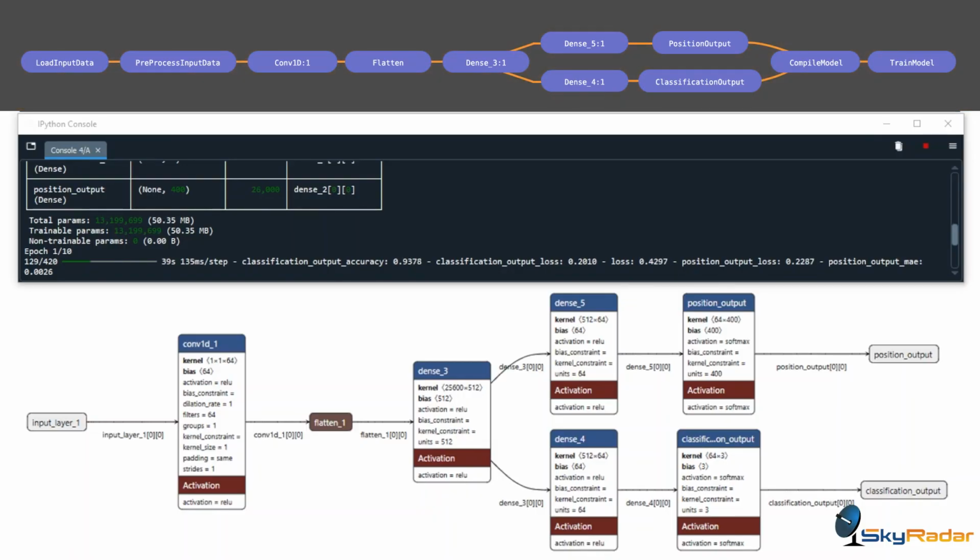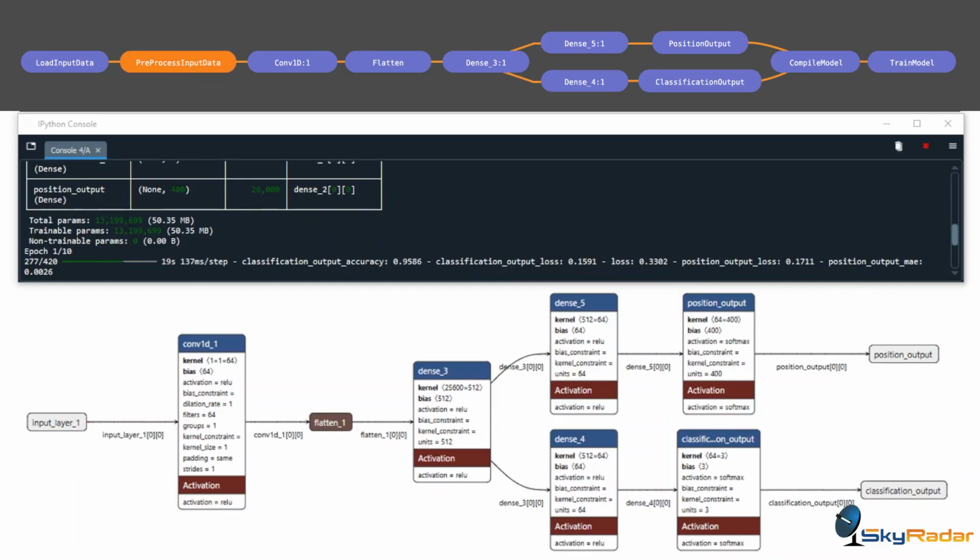The workflow starts with the Load Input Data block. This block is critical for loading the recorded radar data, along with the position labels that indicate where targets are located. This initial step sets the stage for the rest of the pipeline by ensuring that both the input data and labels are properly formatted and ready for processing.